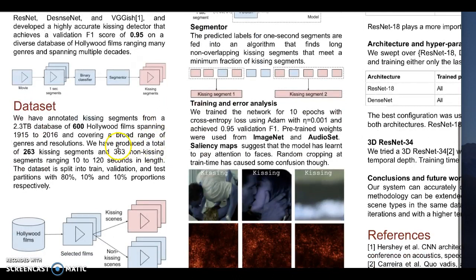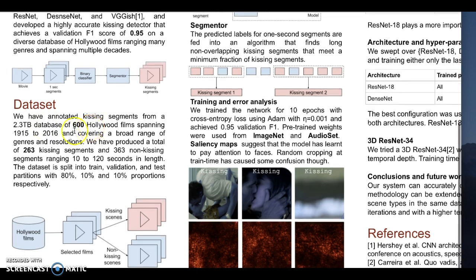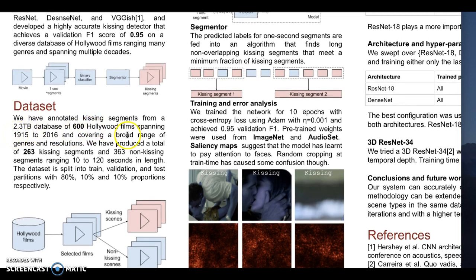The data set we're working with is a 2.3 terabyte database of 600 movies, and they span multiple decades, and they cover a broad range of genres and resolutions, which gives us pretty good generalization power. So we've hand selected some of these kissing segments and non-kissing segments, and they have a variety of different ranges in terms of length. And we have the typical train validation and test partitions.